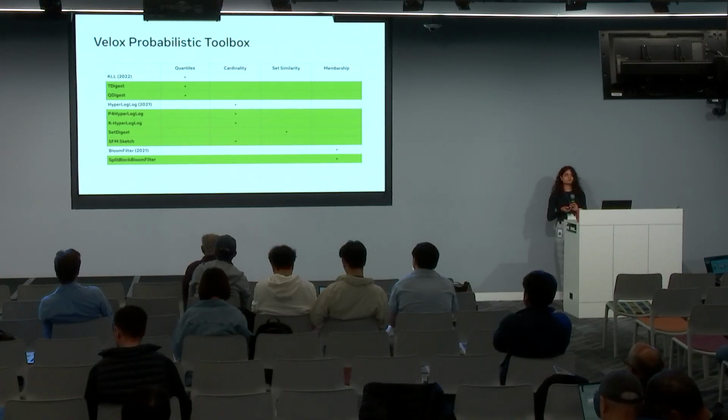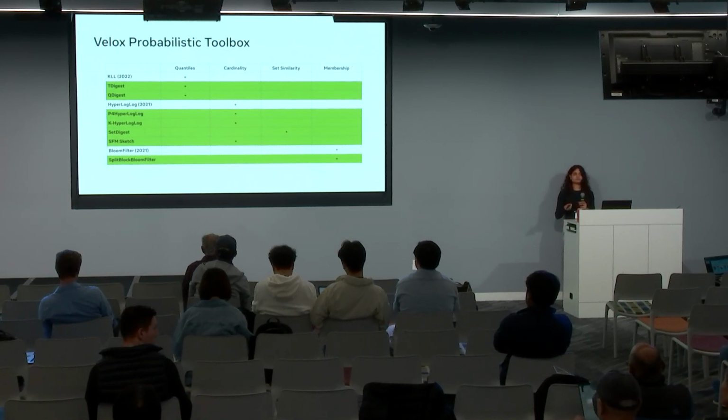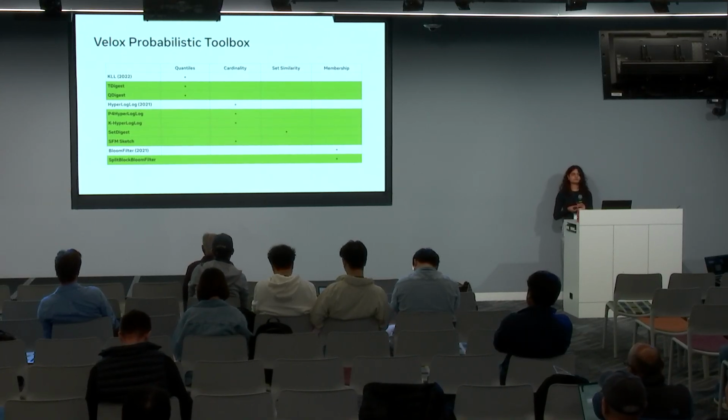Okay, now looking at the different structures. To solve quantiles, we've had KLL in Velox. Two of the new structures added are TDigest and QDigest. We've also had HyperLogLog, so I'm going to go into a couple of the new variants added. These solve slightly different questions around cardinality, as well as in the space of set similarity and interesting questions about privacy. I'm also going to go into a new version of the Bloom filter for membership problems.